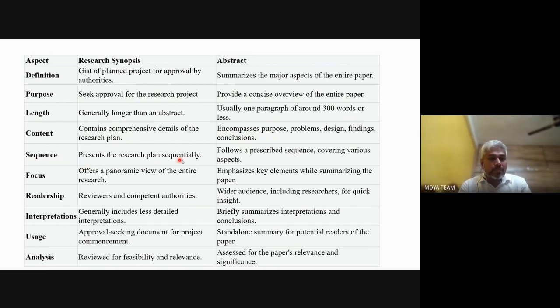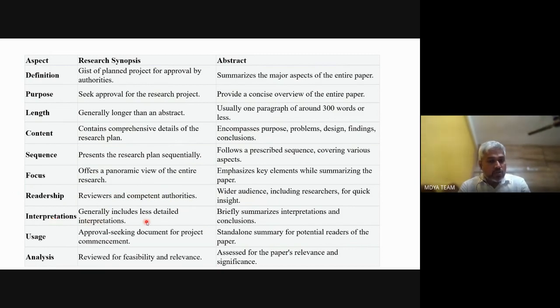Sequence, present the research plan sequentially. Follow a prescribed sequence covering various aspects. As an aspect of focus, offer a panoramic view of the entire research, right? And emphasize key elements while summarizing the paper. Readership, reviewers and competent authorities. It is made for the reviewers and competent authorities. And the abstract's readership is a wider audience, including researchers, for quick insight, right? An abstract gives quick insights, and a synopsis is only for the competent authority or reviewers.